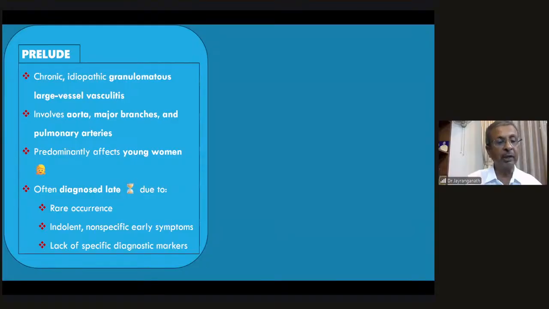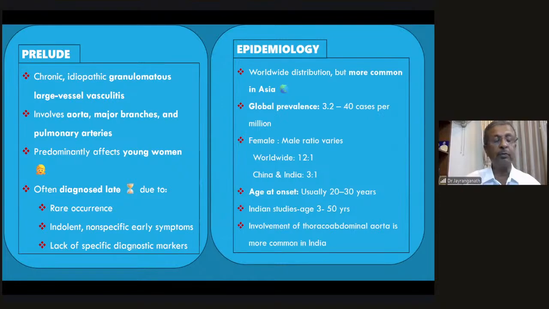It's a chronic idiopathic granulomatous large vessel vasculitis. That's what the pathologist would write. It involves the aorta, major branches and pulmonary arteries. It predominantly affects young women. It is often diagnosed very late due to the rare occurrence. It is not very common. We do not see it very often, except in public hospitals. It is indolent, that means it has a very chronic course. Early symptoms are extremely non-specific, and there is a lack of specific diagnostic markers even today, though we are trying to bring in some markers.